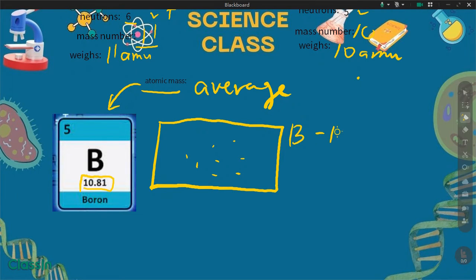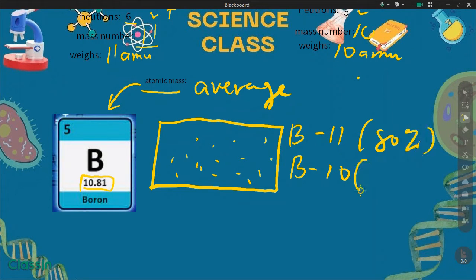Inside of this would be your boron 11 and boron 10. So think about it like this: boron 11 is 80% and boron 10 would be your 20%. Based on this percentage, we will know that there is more boron 11 here. So how are we going to look at the average atomic mass of boron?